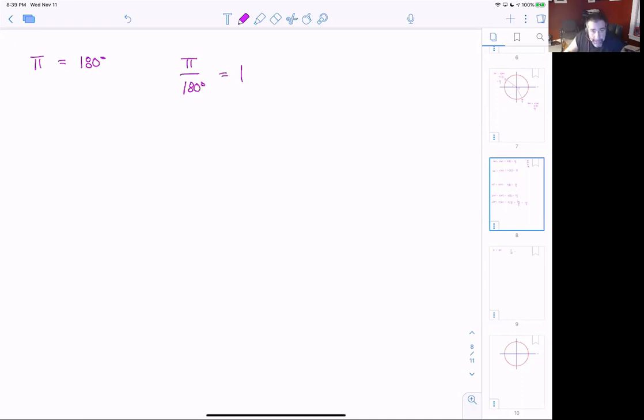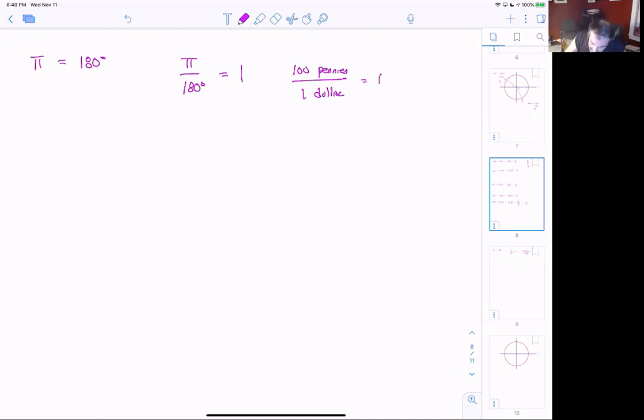Now, it looks kind of funny, it looks kind of strange, but pi over 180 degrees is equal to 1. It's the exact same thing as saying 100 pennies over $1 is equal to 1, because the numerator and the denominator have the exact same value. As long as they have the exact same value, we're going to treat it as 1. Well, pi with no degree symbol over 180 degrees, that's the same thing. So the numerator is equal to the denominator, it's equal to 1.